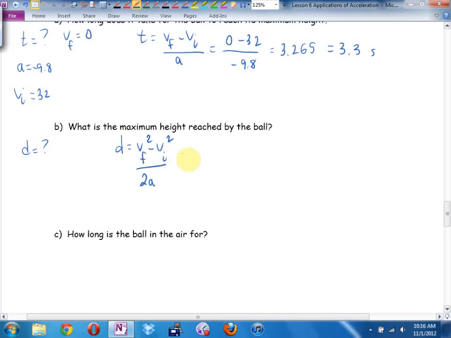Oh, let's plug and chug. V final. We were able to reason that it was 0 because we know at the top, Elijah, for a split second, things come to a stop. Minus V initial, 32 squared, all over 2 times negative 9.8.